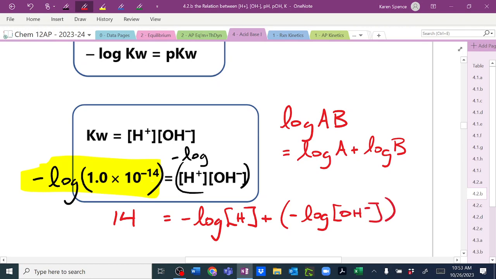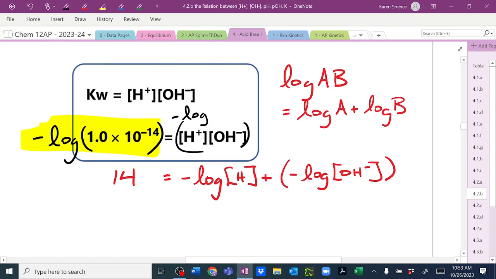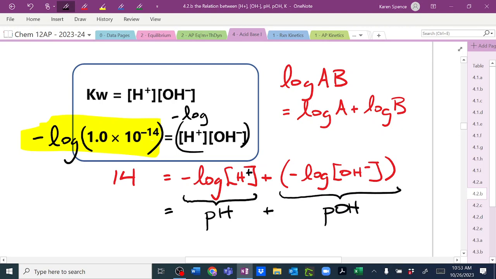Yes? And what is the negative log of H? That's the pH, right? And what's the negative log of OH? The pOH. So pH plus pOH gives us 14.